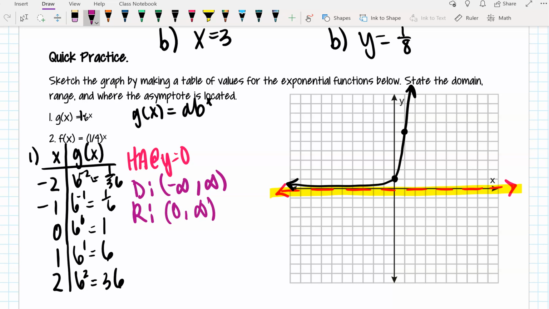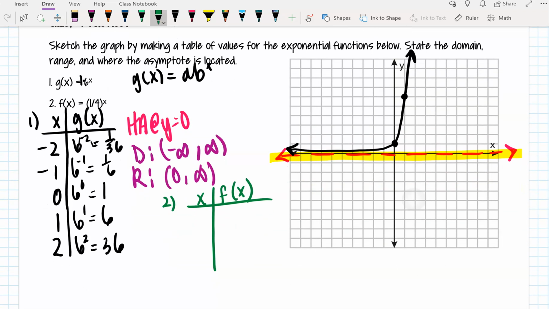All right, so I want you to do the same thing for number 2. I want you to create your table like I'm doing right now. Find your values, find your inputs and outputs. You can create your own inputs and outputs if you don't like my numbers. Identify your asymptote and identify your domain and your range. Okay, so go ahead and do that now.